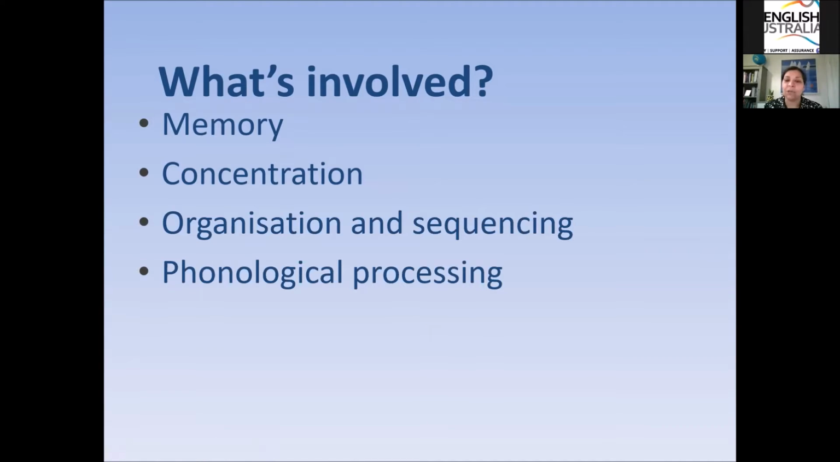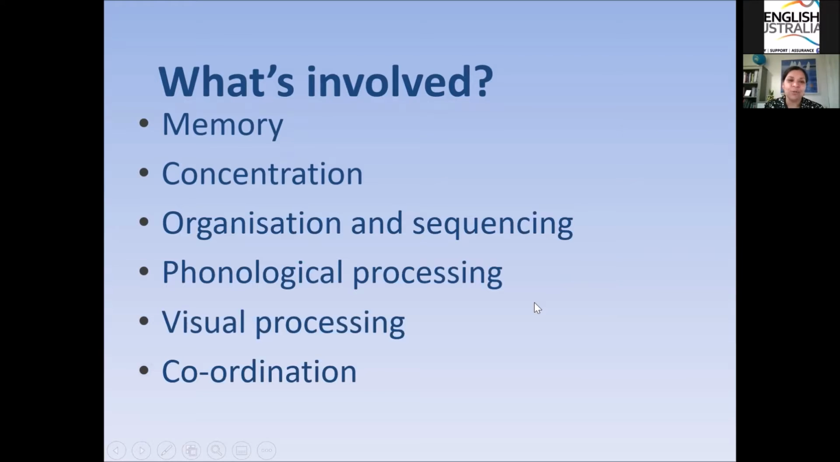So you're looking at the word. What about the word in Arabic? Were you sounding that out? Patience. Yeah, it requires a lot of patience. Visual processing, coordination, and social skills. So we've got all of these things happening while we are writing down a simple sentence, what we say a simple sentence. So you're focusing on memory, concentration, organization and sequencing, phonological processing, visual processing, coordination, and social skills.